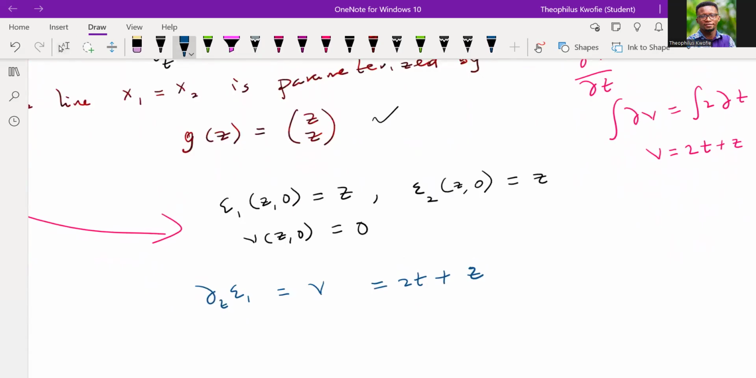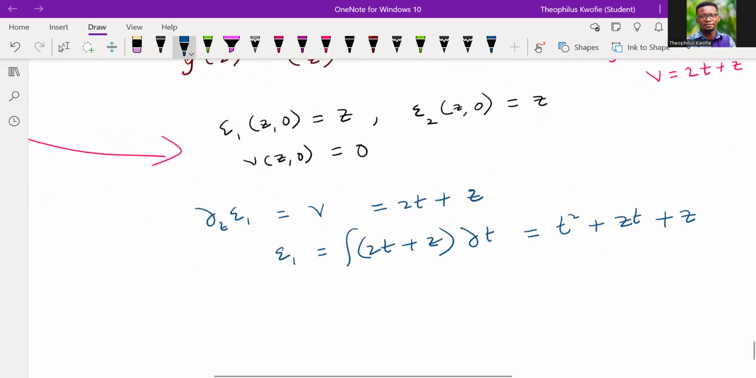So if you are integrating this with respect to t, we are going to have your xi1 to be what? So we're just taking the integral for 2t plus xi. And that should give us what? T squared plus what? Zt plus z, right?